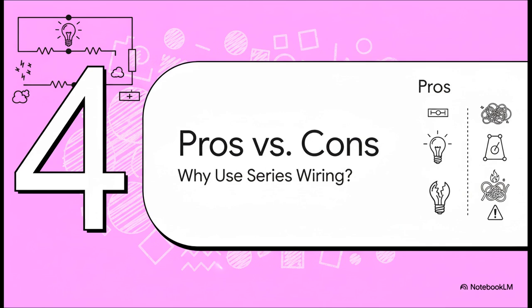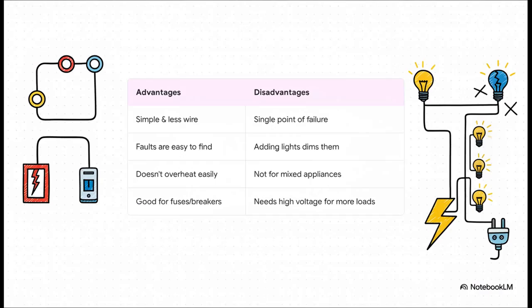Okay, so you're probably thinking, wow, this sounds like a pretty terrible design. Why on earth would anyone ever use it? And you know what? That is a totally fair question. But like with most things in engineering, it really comes down to a trade-off, the pros versus the cons. So on the plus side, its simplicity is a big deal. Less wire means it's cheaper and way easier to build. It's also perfect for safety devices like fuses, because they're designed to break the circuit and stop the current during a power surge. But, and this is a big but, the disadvantages for everyday stuff are massive.